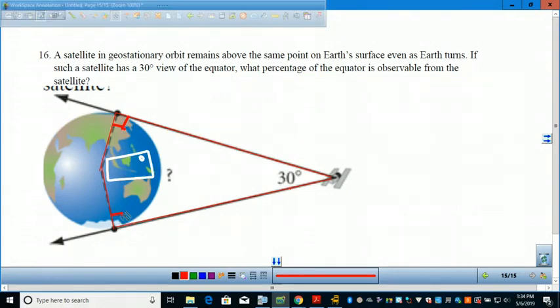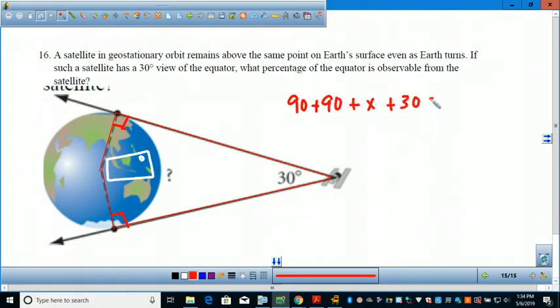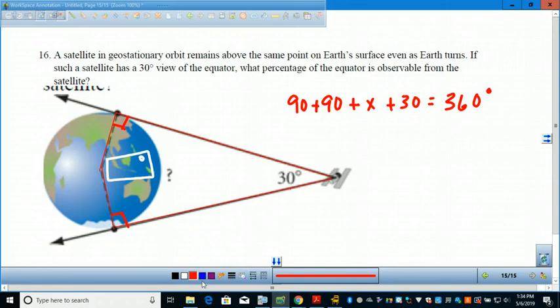How does it help us, however? It has to equal 360. Yeah, so you've got to figure out what the central angle is. Go ahead, use your calculator and figure out what goes in this box. 150. All right, so you have 90 plus 90 plus what you don't know plus 30 has to equal 360. But it says what percentage? We're getting there. So the central angle is 150.